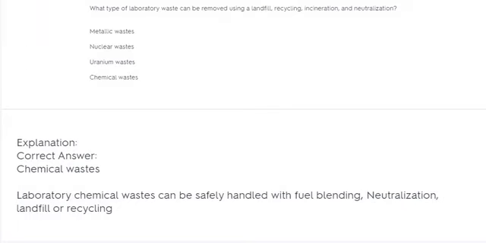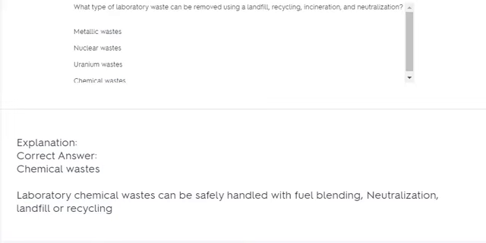What type of laboratory waste can be removed using a landfill? Recycling, incineration, and neutralization. Metallic wastes, nuclear wastes, uranium wastes, chemical wastes. Explanation. Correct answer: chemical waste. Laboratory chemical wastes can be safely handled with fuel blending, neutralization, landfill, or recycling.